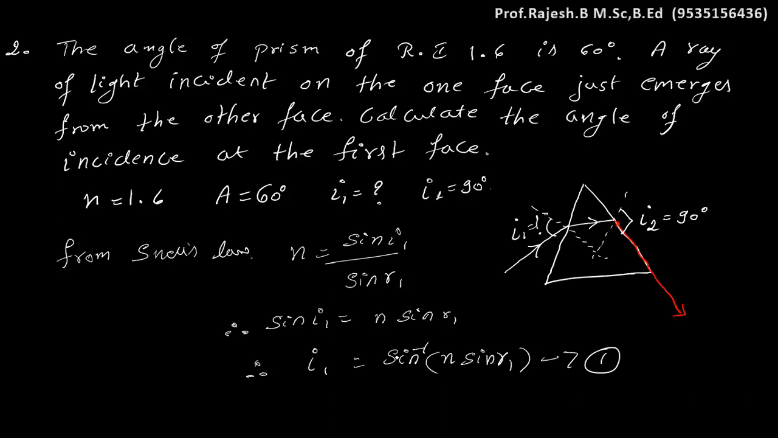So if I want to find i1, first I should find r1. This is the angle of prism A, and here is r1 and here is r2, right? So we know that A is equal to r1 plus r2. Therefore, r1 becomes A minus r2. Therefore, the value of r1 is 60 degree minus r2. Even though I don't know what the r2 value is, call it equation 2.